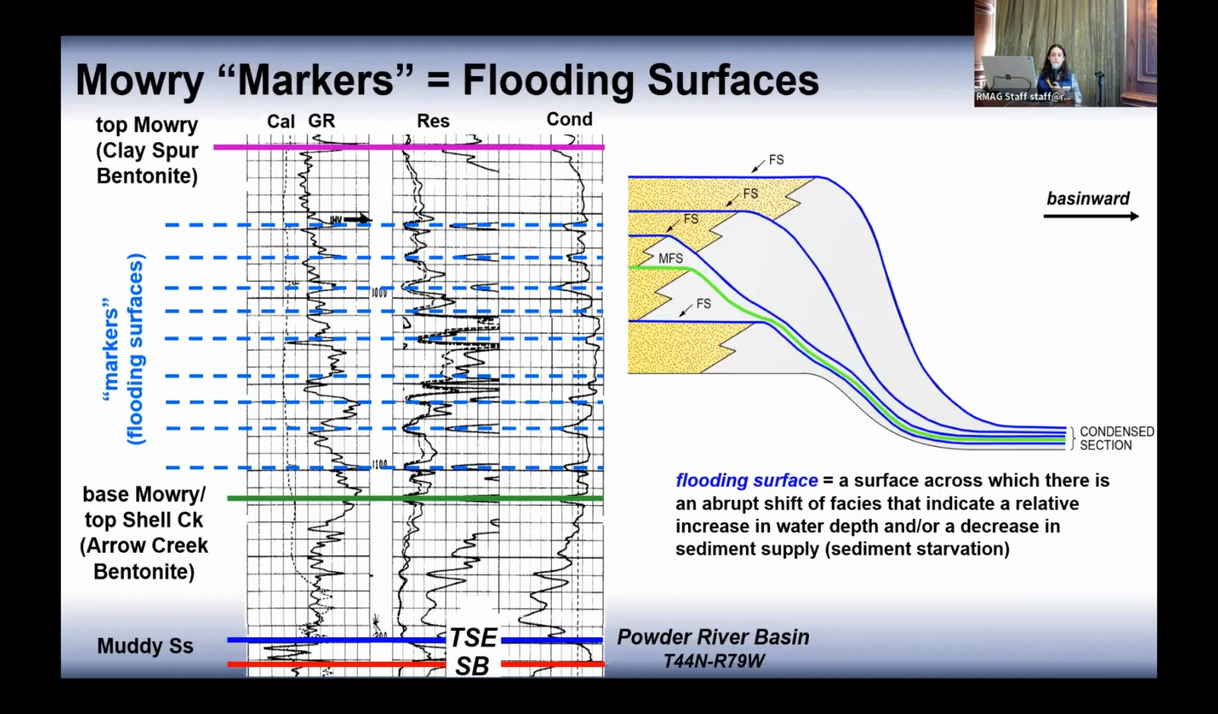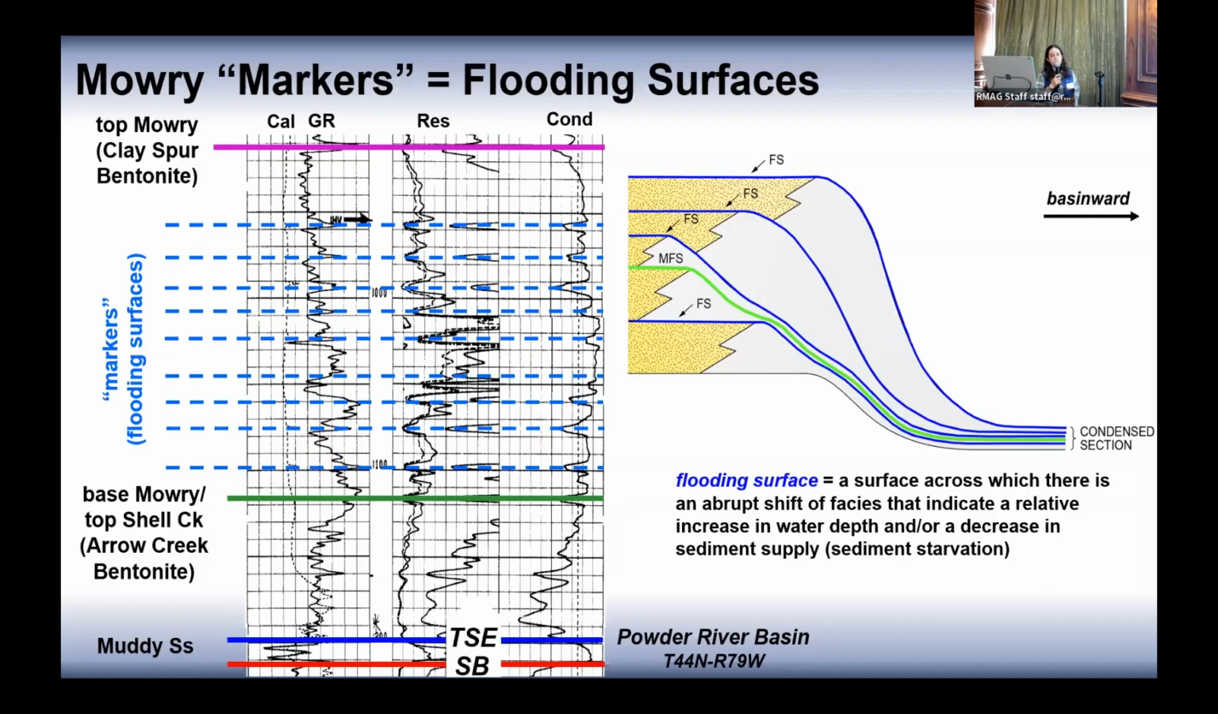So I've highlighted some of these flooding surfaces for you here with these blue dashed lines. And these flooding surfaces represent time periods where there's an abrupt shift of facies that would either tell you the relative sea level has increased, you're in deeper water, or there's been some sort of a decrease in the sediment supply that's sourcing out into the basin. And so these flooding surfaces themselves sort of demarcate these packages that form parasequences.